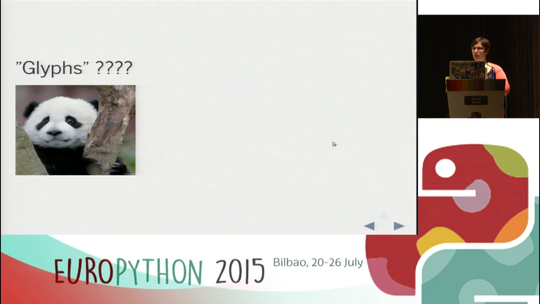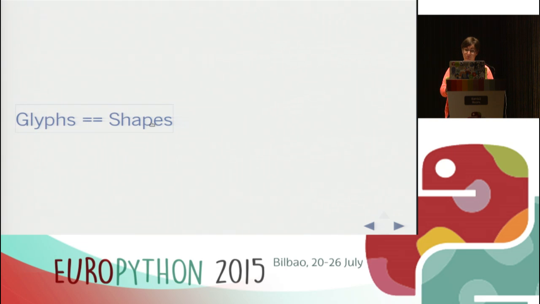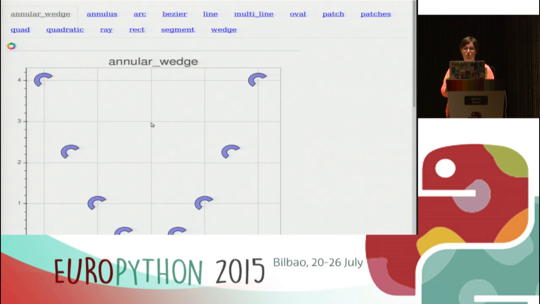Glyphs, I hear you say. No one said glyphs. OK, glyphs, to me, the word means nothing. I was so confused for a long time. It just means shapes. I don't know why it's called glyphs. I'm sure there's some very logical reason. But glyphs are just shapes.